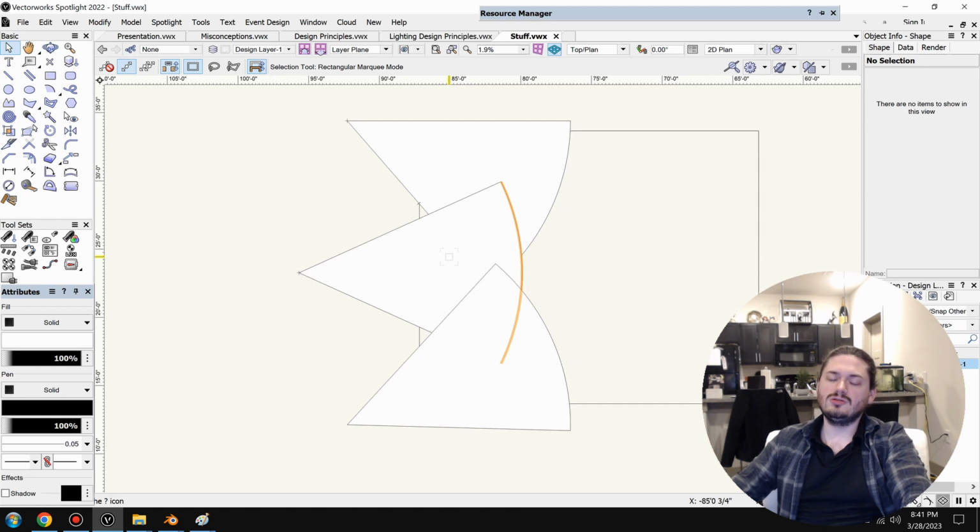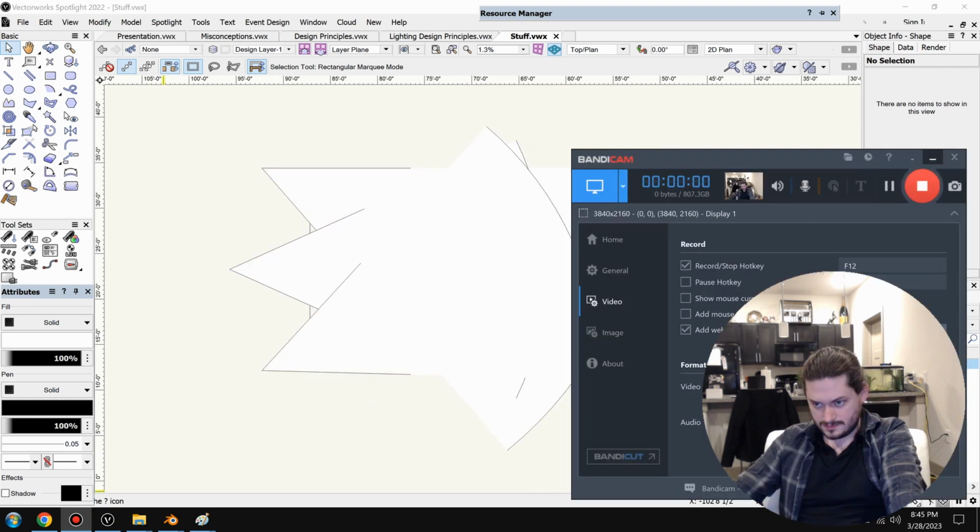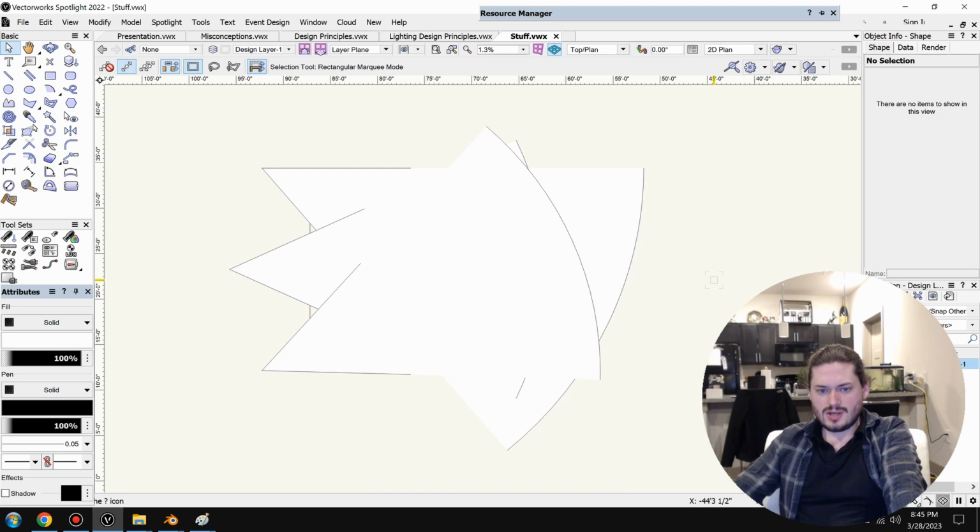Lighting design in general is fairly forgiving. You don't have to be down to the inch to make it appear to the human eye that everything is normal. So this is starting to look better.